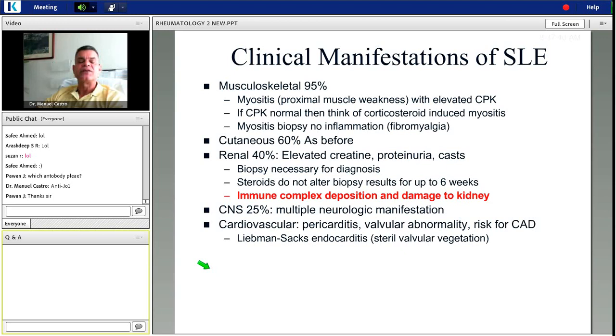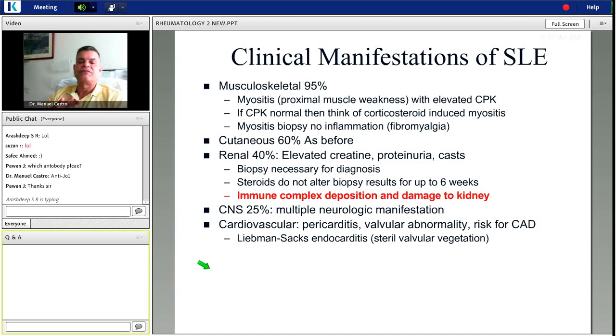Now, CNS manifestation is going to be seen in 25% of the patients, and it's multiple neurological manifestations. Now, you know that SLE is called the wolf, right? Because it just has so much stuff. I mean, it is just loaded with things, okay? So you just have to know the most important things, because you're going to have a lot of different clinical manifestations in SLE.